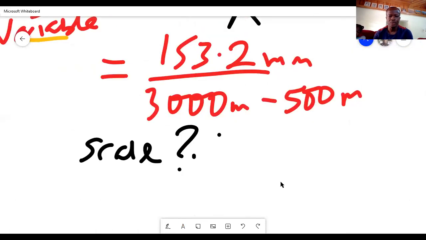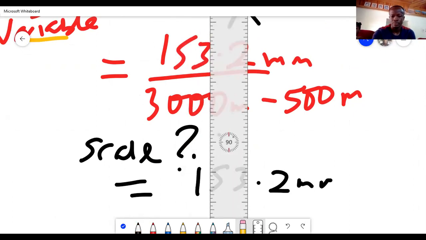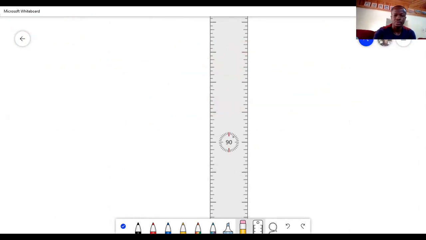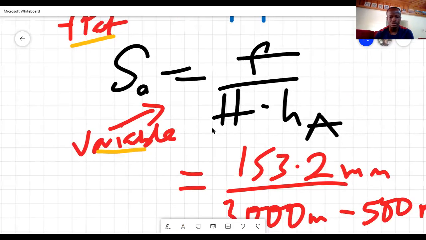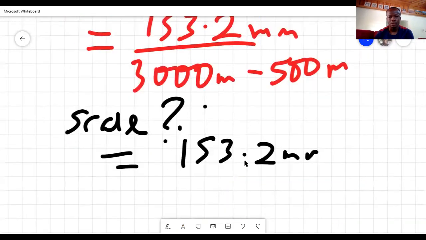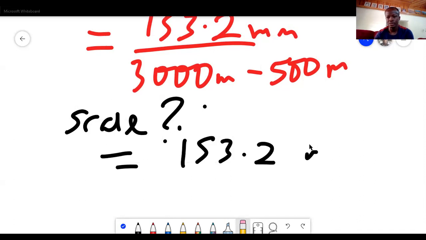The scale can be worked out this way. You first have to convert the units to the same units. So we can convert millimeters to meters. Oh, look at me. Okay, I'm back to it. Nearly lost that. Okay. Need my eraser. Okay. So let's convert millimeters to meters.